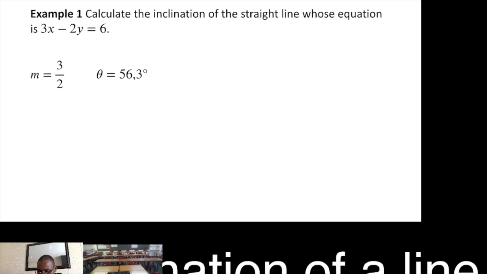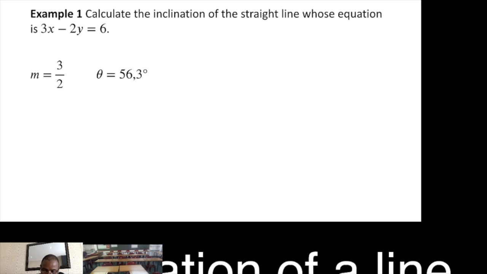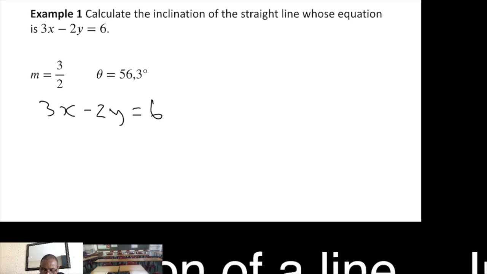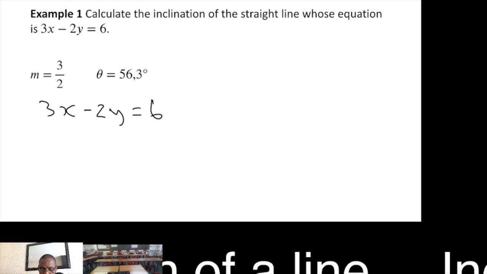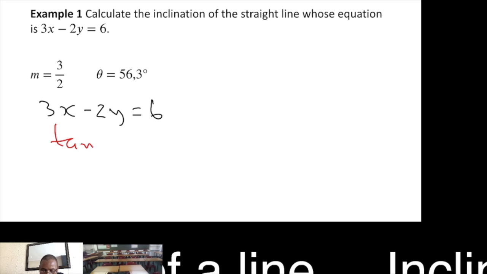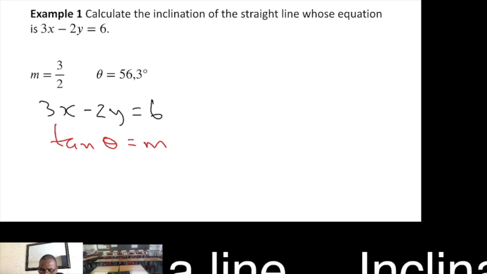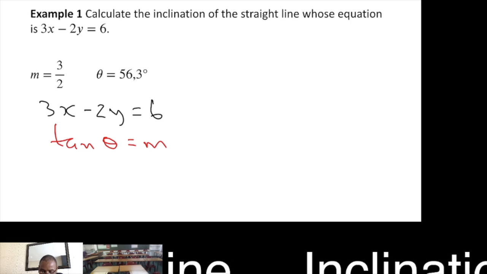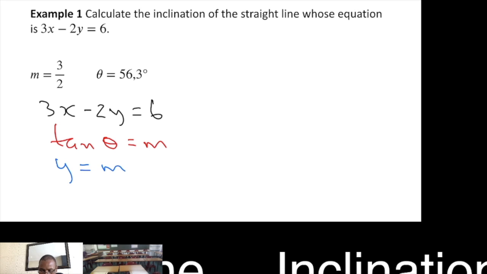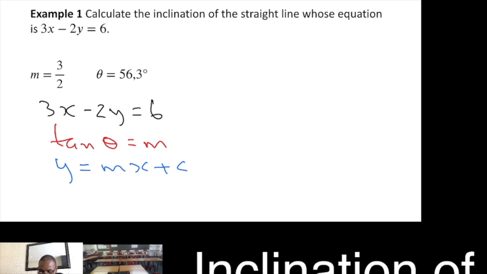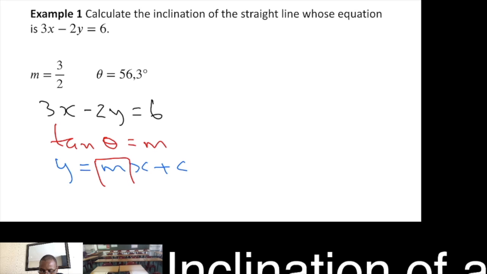Let's look at one example. We are given, in this case, the line 3x minus 2y is equal to 6. And we are looking for the angle of inclination. Remember, we are using the formula tan of theta is equal to m. So we need to work out the gradient of this line. And the best way to work out the gradient of the line is to rearrange that equation and write it in the form y is equal to mx plus c. Then we can take m to be the gradient.